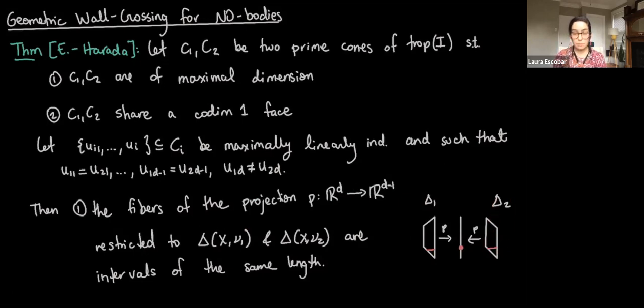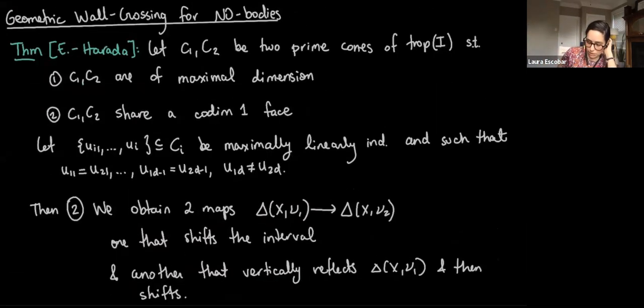And then, based on the structure of the matrices, we have a projection where if you forget the last coordinate, they both project to the same polytope as we have over here. So the fibers of this projection restricted to each of the polytopes are going to be intervals. So far, that's nothing too surprising, right? Because we just dropped dimension, but they're going to be intervals of the same length up to a global constant. And once you have that very special structure, then we can give piecewise linear maps between the two polytopes from delta 1 to delta 2.